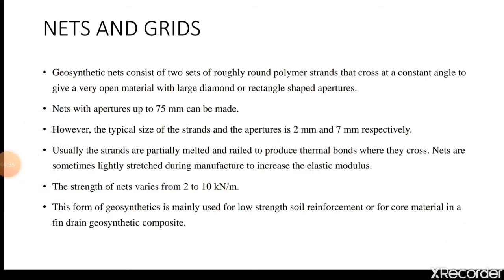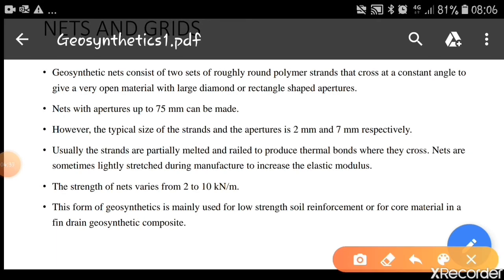So we have another variety of geosynthetics called nets and grids. These geosynthetic nets consist of two sets of roughly round polymer strands that cross at a constant angle to give a very open material with large diamond or rectangle shaped apertures. Here the aperture size will be slightly more. They are called grids or nets.